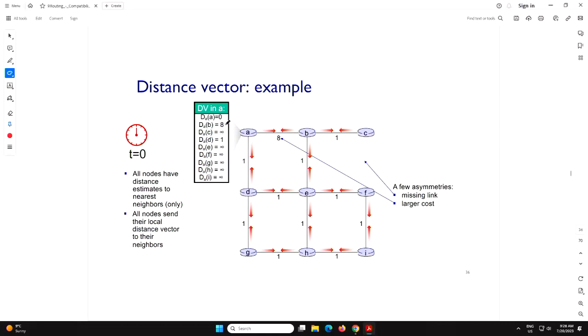You can see A can reach B, right? A can reach D. It has only 2 neighbors, so it can reach 2. Rest of them are infinite. What is infinite?